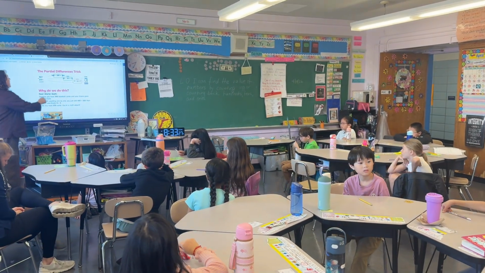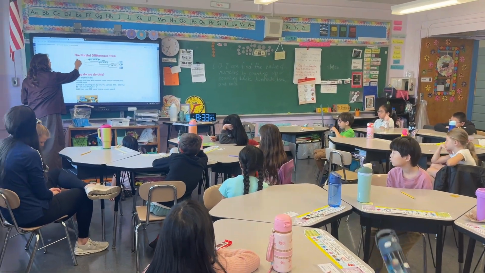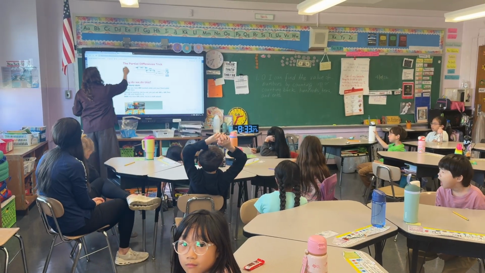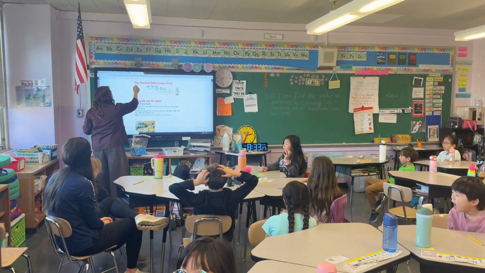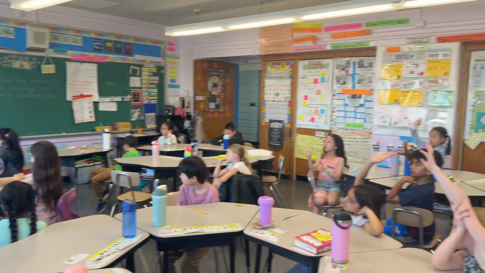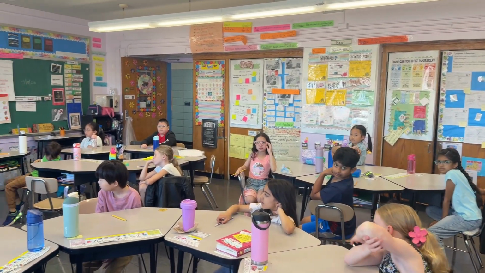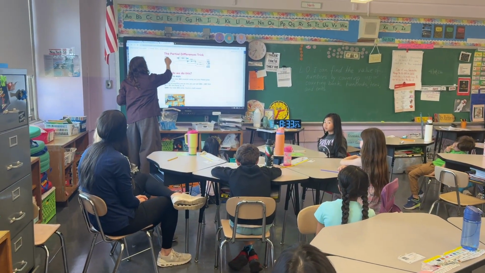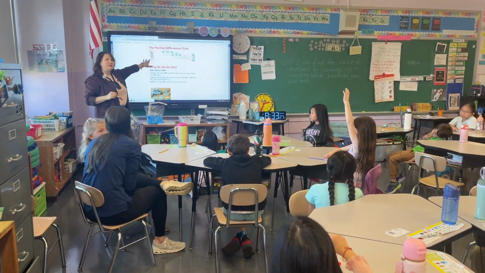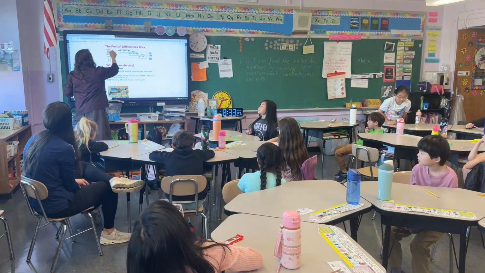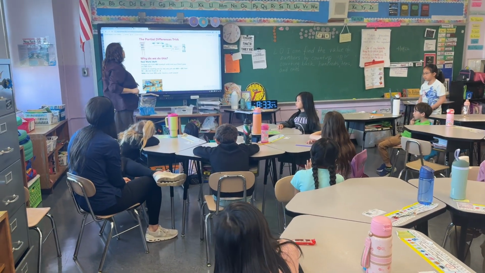Okay, yes, so we have to look at the place, right? So we have to look at what we have here. So we have hundreds, right? Then what else do we need to look at? Anna? Tens. So we have our tens, right? And what's the last one? Lily? Ones. So we have hundreds, tens, and ones.